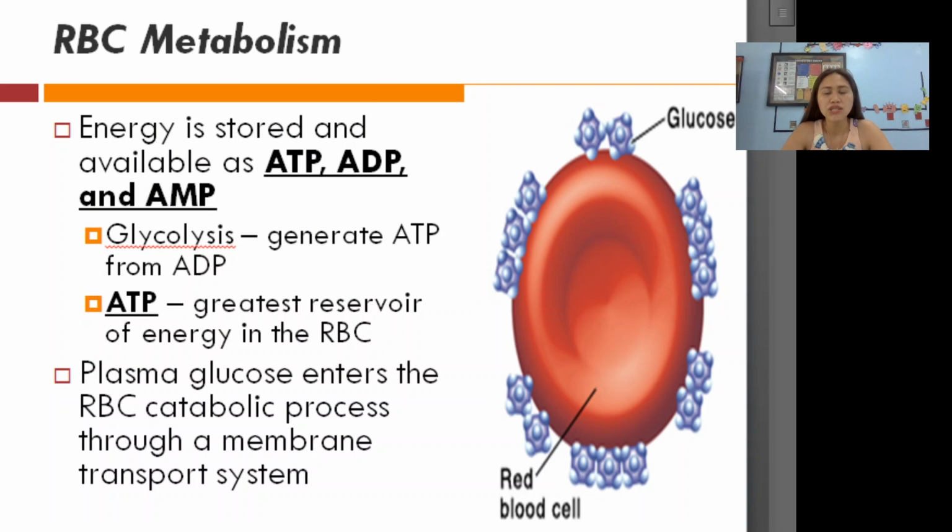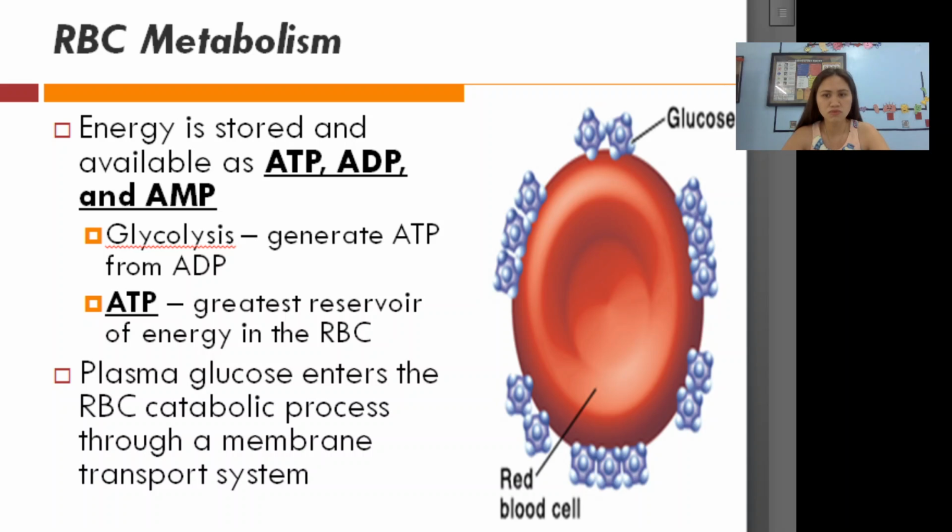So for RBC metabolism, energy is stored in forms like your ATP, ADP, and AMP. ATP, adenosine triphosphate, diphosphate and monophosphate, right? So ATP, ADP, AMP respectively. And then, yes, your glycolysis is very important in order to generate ATP from ADP. Okay, it is very important that ATP is what is generated because it is the functional one. So ATP is the greatest reservoir of energy in our RBC. Therefore, glycolysis must really occur and happen.